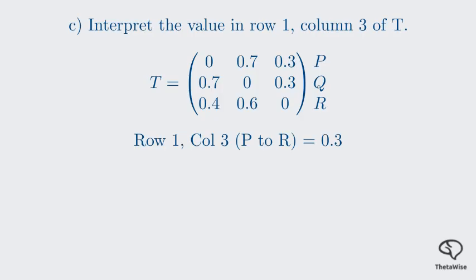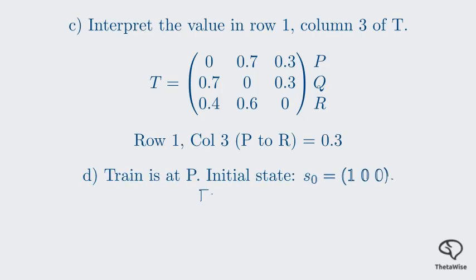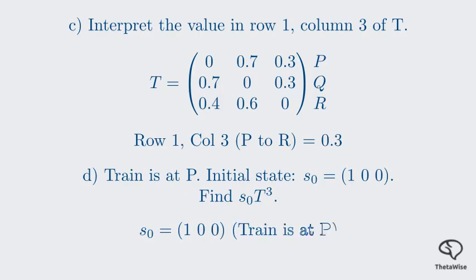Now for part D. We are given that a train is currently at station P. This gives us our initial state vector, S0. The vector 1, 0, 0 correctly shows that there is a 100% chance the train is at P and a 0% chance of being at Q or R. We need to calculate S0 times T cubed.